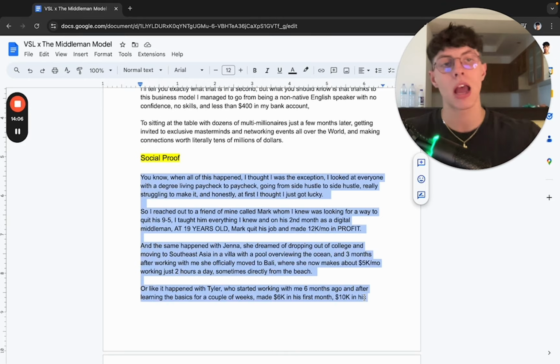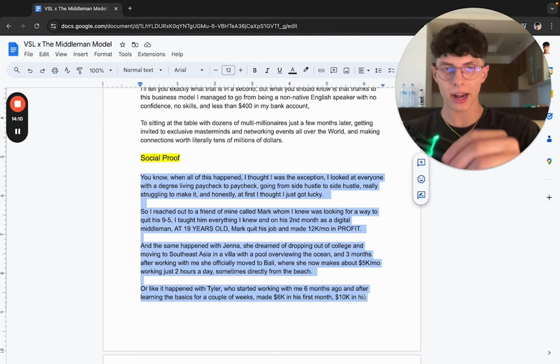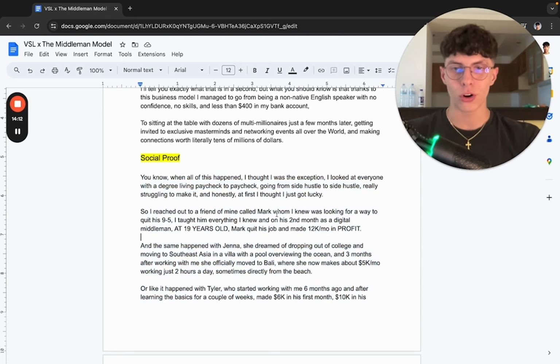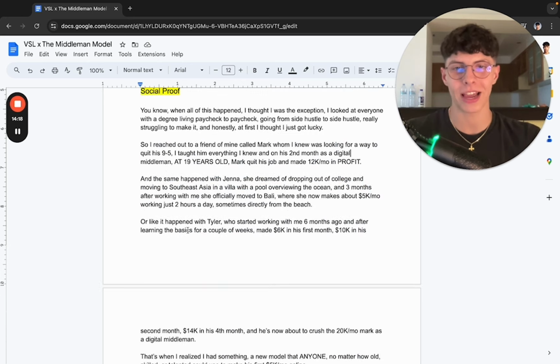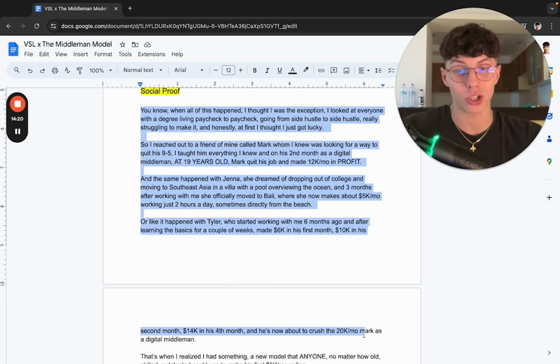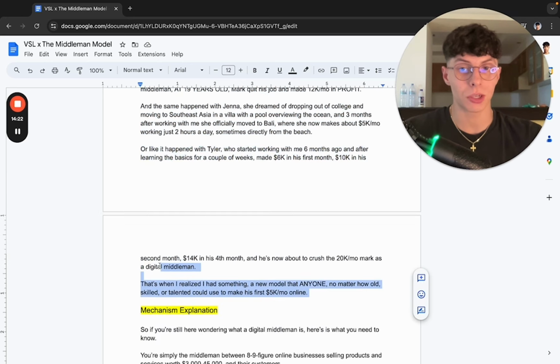First I said how Mark went from this to this, how Jenna went from this to this, how Tyler went from this to this, and then I turned it into how Mark, who was looking for a way, I built a story around it, and now it's interesting. And not only is it interesting, but it's also much longer and simple.